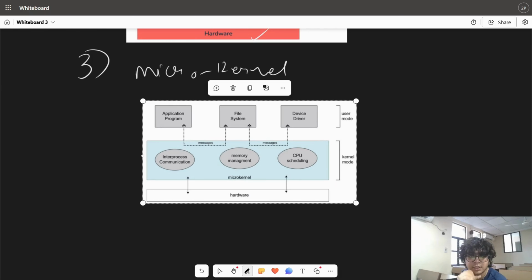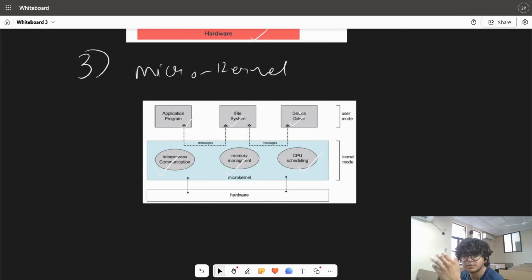Now as you can see, जो भी important काम है कि इंटर प्रोसेस कम्युनिकेशन है, मेमोरी मैनेजमेंट है और सीपीयू शेड्यूलिंग है, सिर्फ ये रिसाइड करेगा कर्नल में और वी कैन से इट माइक्रो कर्नल. एंड बाकी जो एप्लीकेशन प्रोग्राम है, फाइल सिस्टम है, डिवाइस ड्राइवर, जो उतने इंपॉर्टेंट नहीं है कि कर्नल को खुद मैनेज करना पड़े, वो रिसाइड करेंगे आउटसाइड ऑफ द कर्नल. सो क्या होगा इसमें, स्पीड बढ़ जाएगी, थ्रूपुट बढ़ जाएगा. दिस वुड बी मॉड्यूलर डिजाइन.